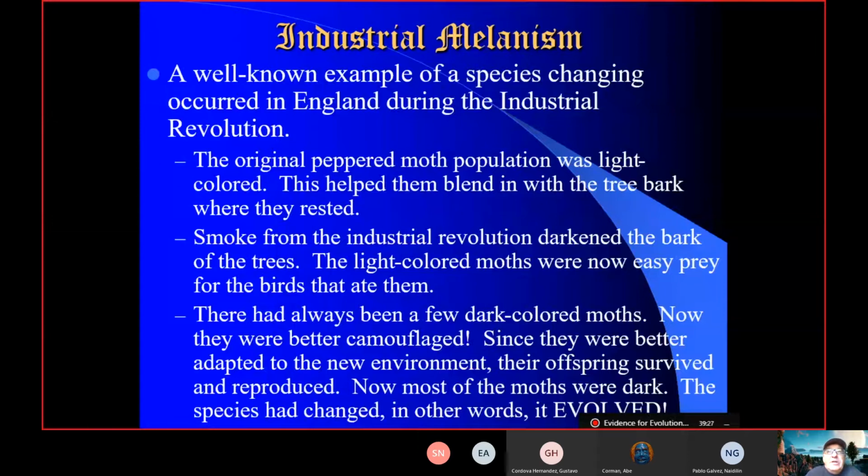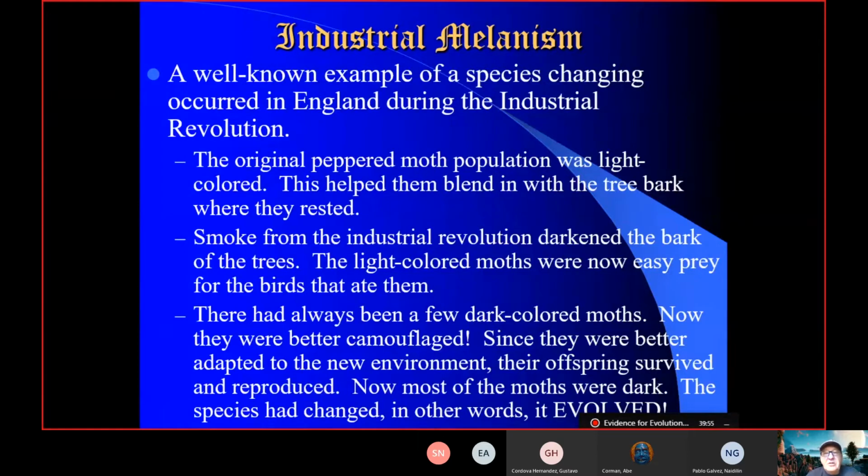So this is a really good example of evolution changing a species, but notice it's not forming a whole new species. It is only leading to a change in their most common trait, from light colored being the most common trait to dark colored being the most common trait. So it's what we call microevolution. It's evolution on a small scale.